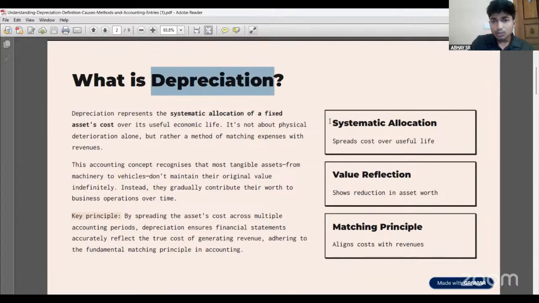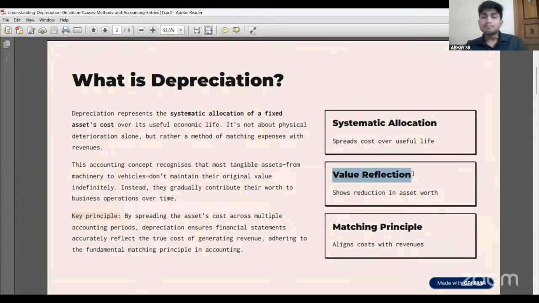So for the right allocation of that cost, we need to use this term depreciation. Here you see the systematic allocation, value reflection. If we calculate depreciation properly, after 5 or 10 years it would be easier for us to reflect the right value of how much that asset is worth. And we have to use the matching principle in accounting. We have to align the cost or expense in the right accounting period too. So for that, depreciation is needed.